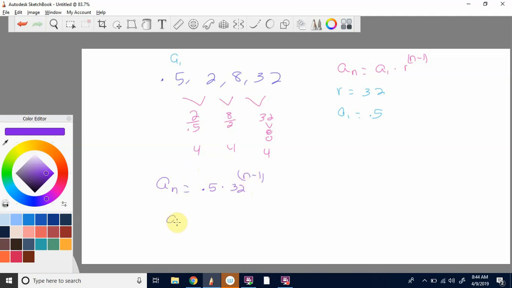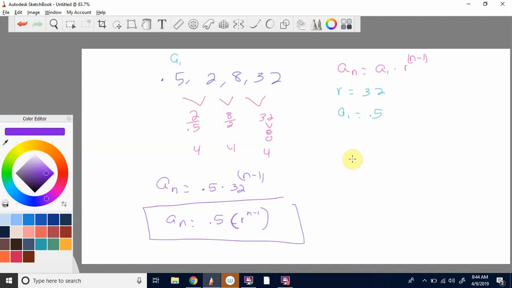We don't need to put 4 in here. So a sub n equals 0.5 times r to the n minus 1. That's our equation there. We just want a general equation, so if we wanted to find the 6th term, 7th term of this value, all right?